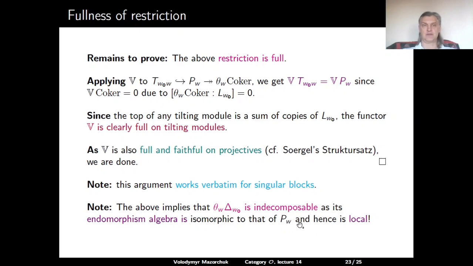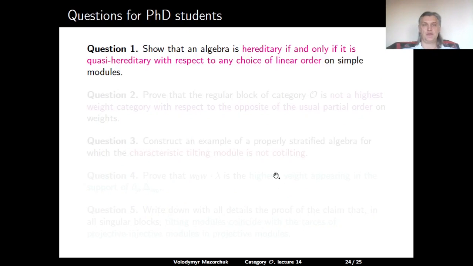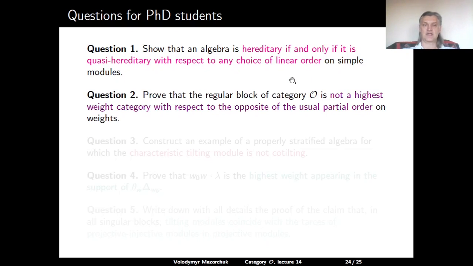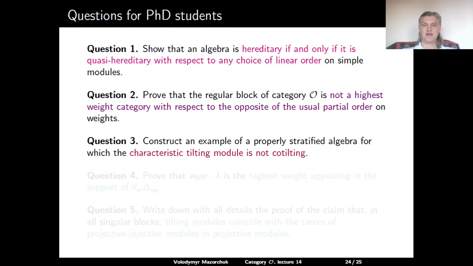Okay, some questions for PhD students. Question number 1: show that an algebra is hereditary if and only if it is quasi-hereditary with respect to any choice of linear order on simple modules. Question number 2: prove that the regular block of category O is not a highest weight category with respect to the opposite of the usual partial order on weights. Question number 3: construct an example of a properly stratified algebra for which the characteristic tilting module is not cotilting.